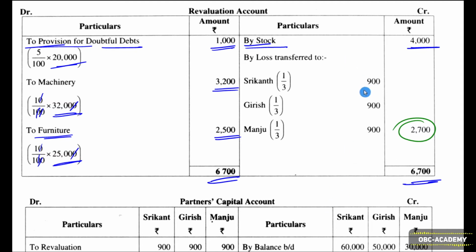If you still remember, when we were analyzing the problem at the initial moment, all partners share their profit in equal ratio, right? So it's simple: 2,700 divided by 3, the number of partners. There are only 3 partners, so 2,700 divided by 3, you'll get 900 rupees. The same 900 should be written for all the partners. Instead of multiplying 1 by 3 into 2,700, this is the easy way. Finally, the 900 loss has been transferred to all partners.